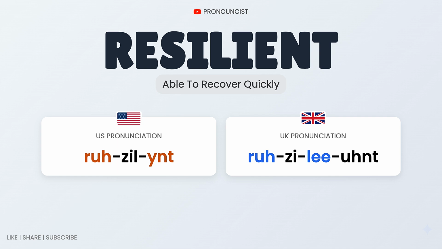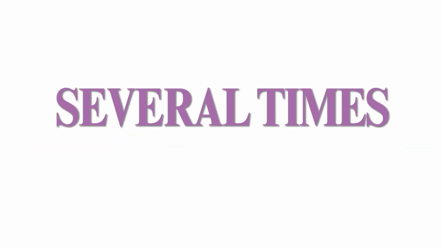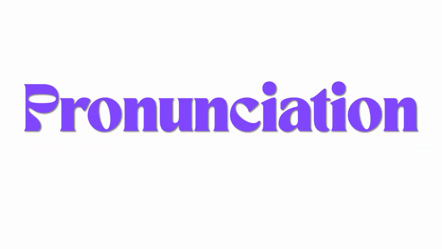Resilient, resilient. US, zil. UK, zilliant. Watch that middle part. Practice repeatedly and you'll soon be able to say this word perfectly. The best way to practice is to repeat the syllable multiple times. The meaning of the word is able to recover quickly. Try repeating this word several times to improve your pronunciation.